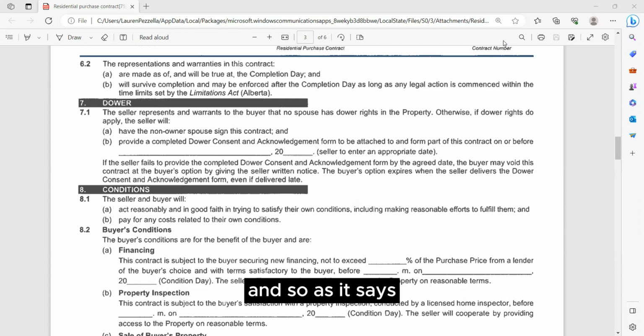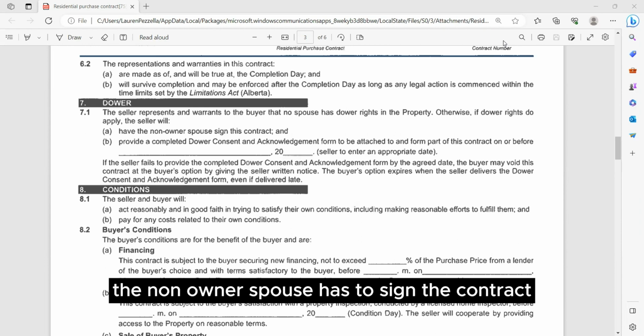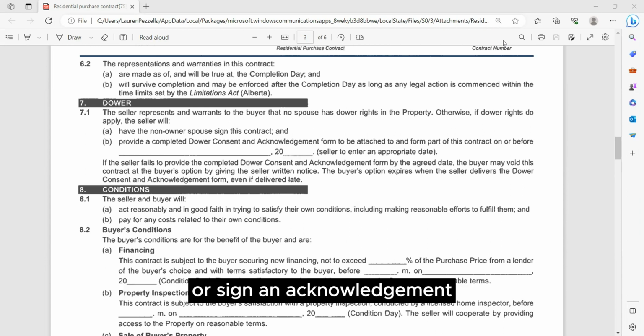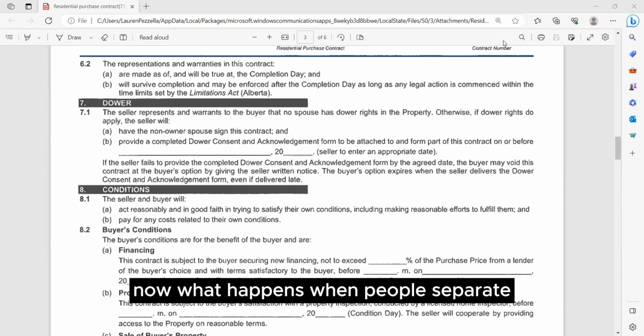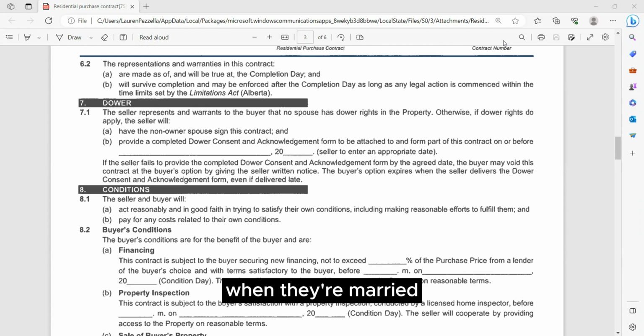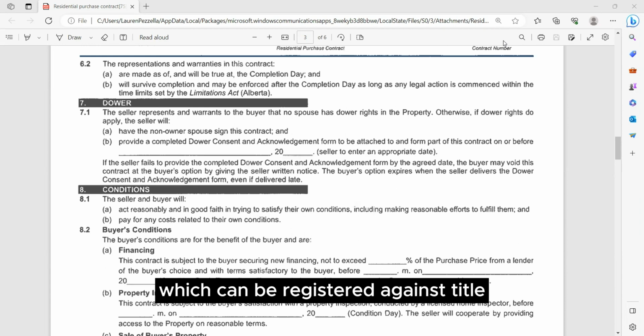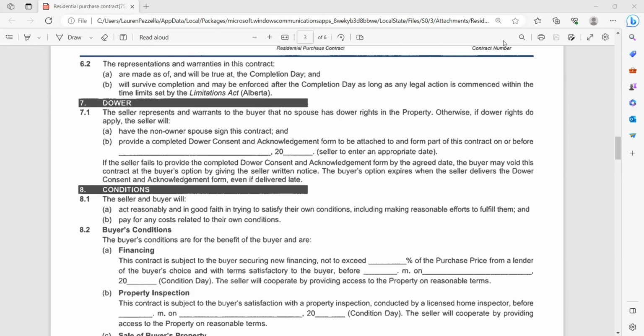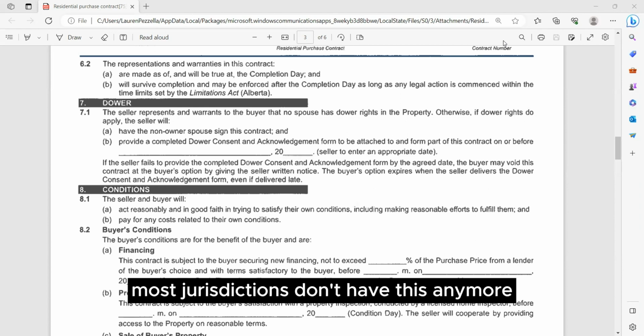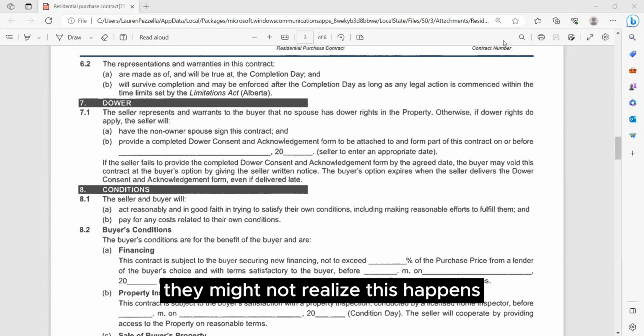And so, as it says, the non-owner spouse has to sign the contract or sign an acknowledgement. Now, what happens when people separate when they're married is sometimes they'll just get the other person to sign something called a dower release, which can be registered against title. And that dower release basically says that I forgo my right to dower. And people do that as they go through a family law process. Again, most jurisdictions don't have this anymore, and so if it was someone new to Alberta, they might not realize this happens.